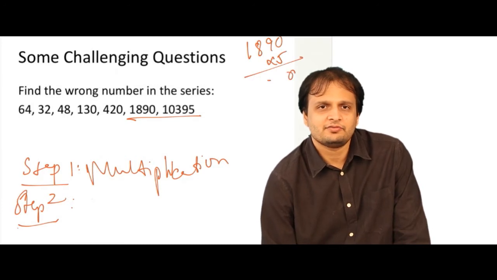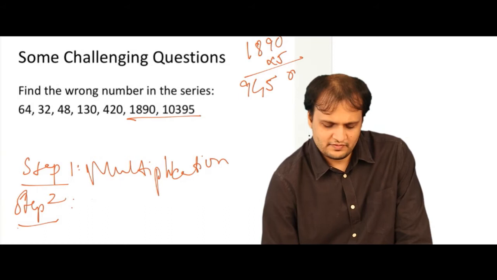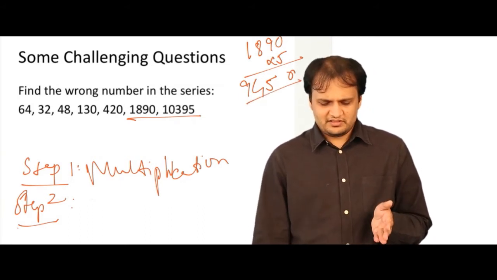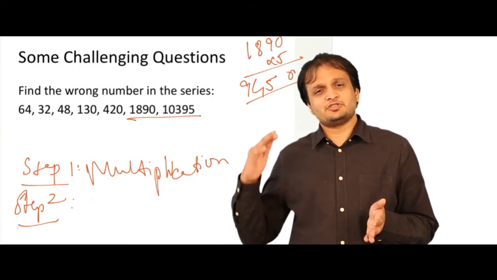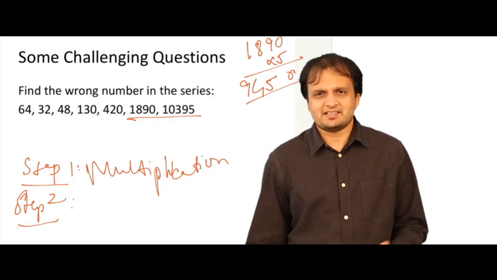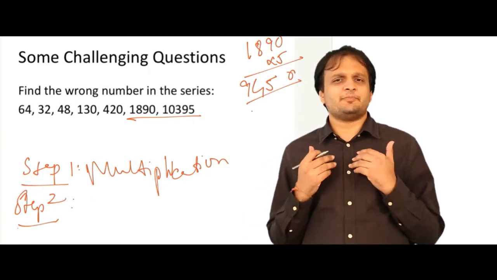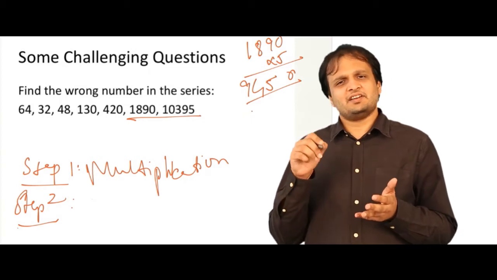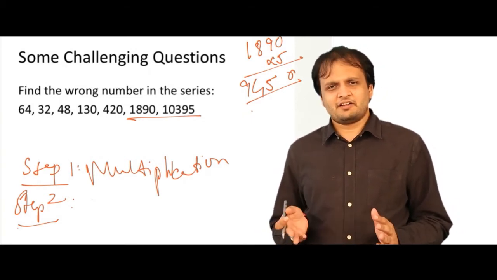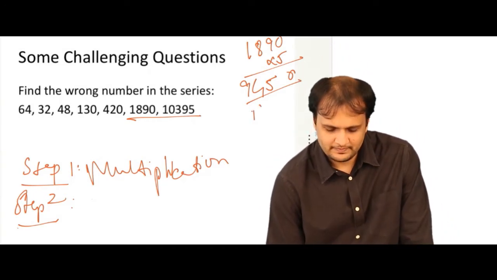0, 5, 4, 9. So we get 9450. It's a little far away from 10,395. So then let's try multiplying it by 6. Maybe that will be the answer. This is exactly how I will approach it in the exam. I will see, okay, let's multiply it by 5, what happens? Okay, it looks a little far away. So let me multiply by 6 and see what the answer is.